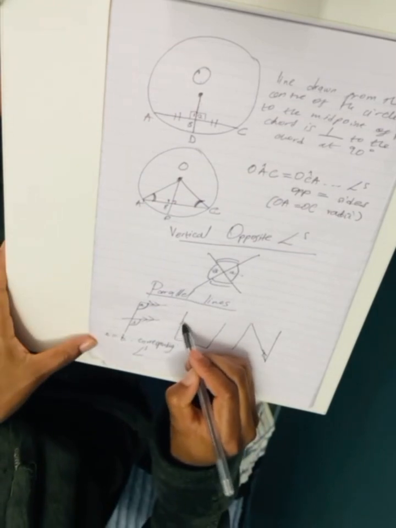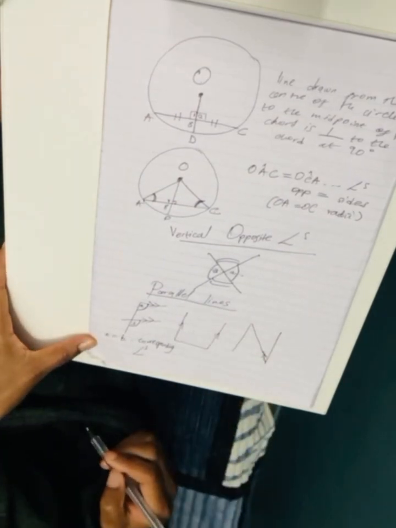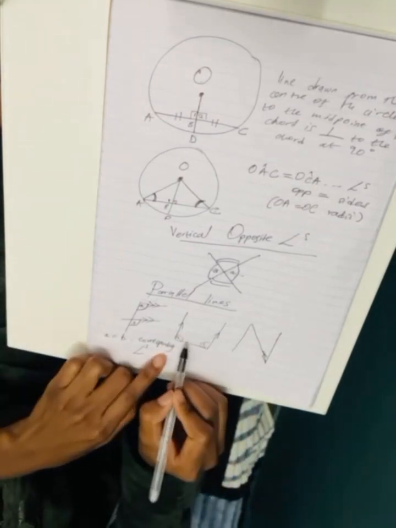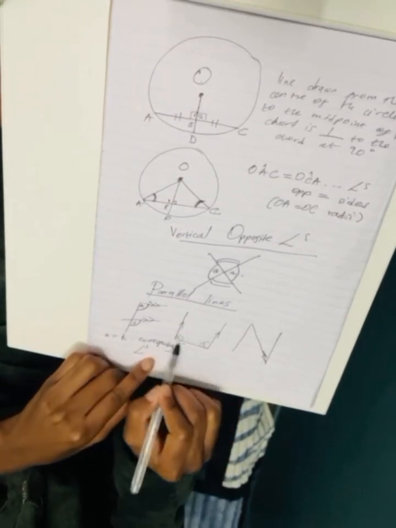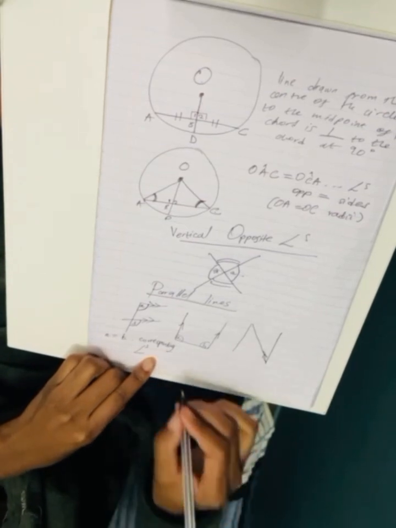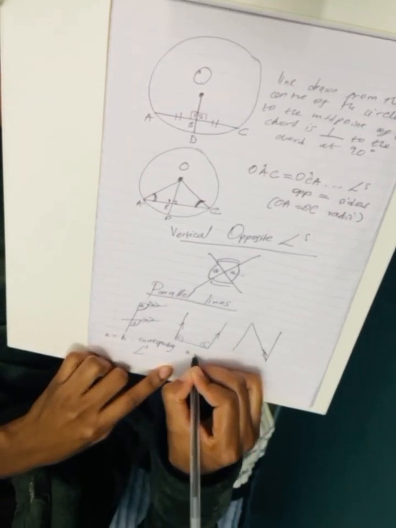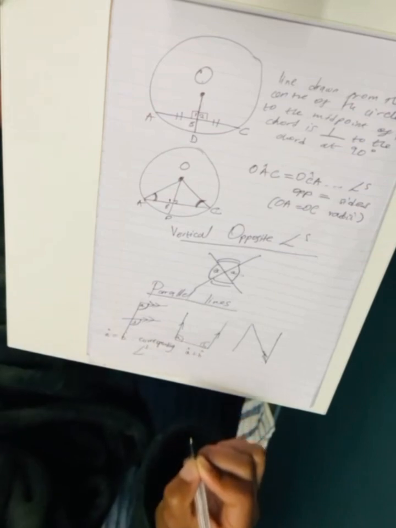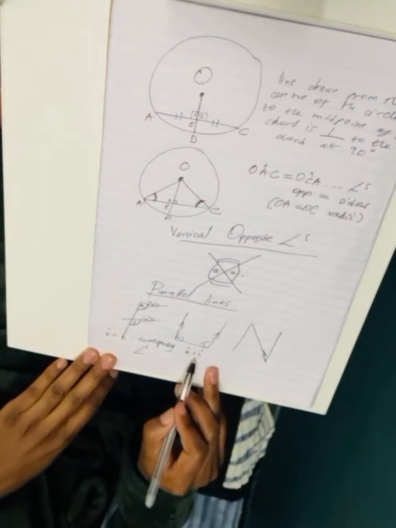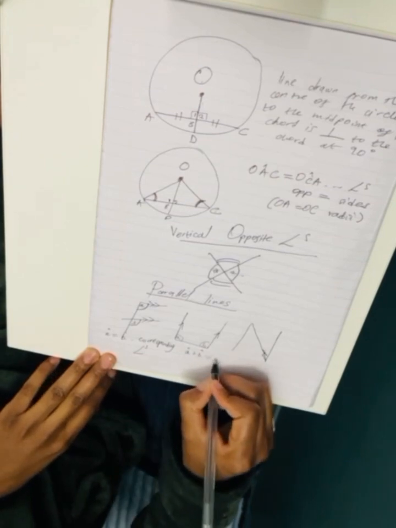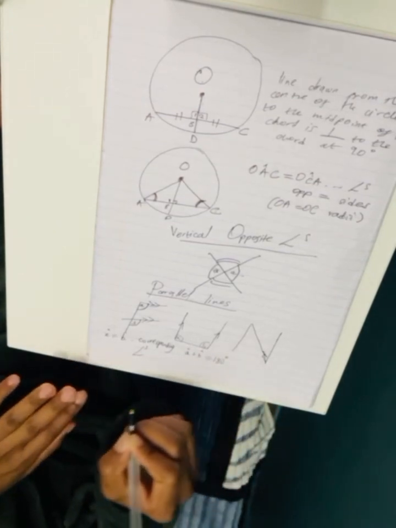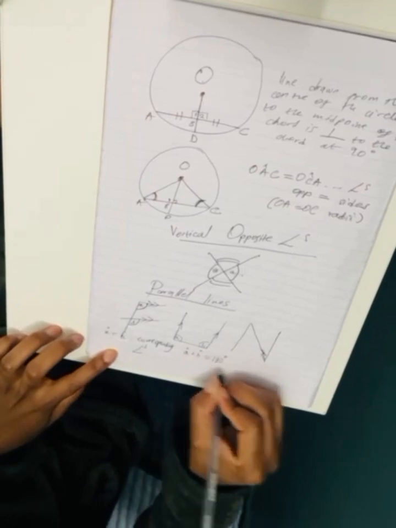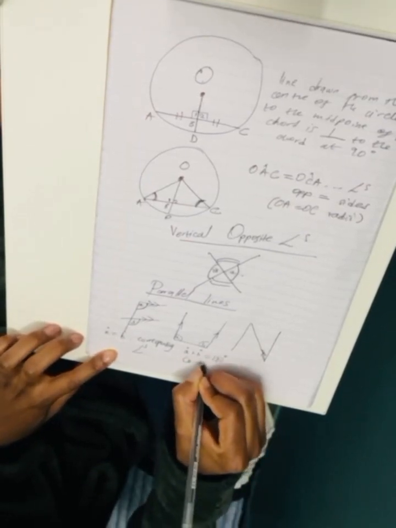So again, when you have parallel lines like this, you need to know this is your A, this is your B. So these are called interior angles because they are inside, right? So angle A plus angle B must be equal to 180 degrees because co-interior angles add up to 180. So the reason is co-interior angles.